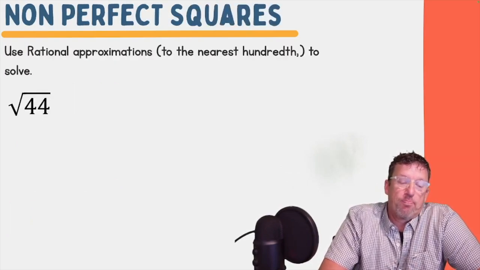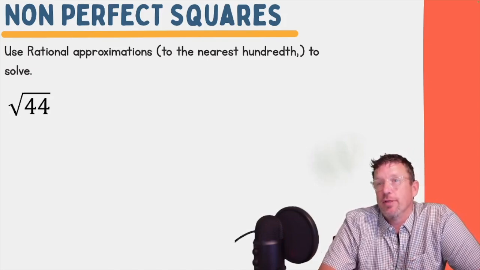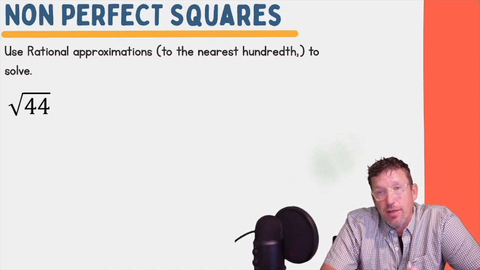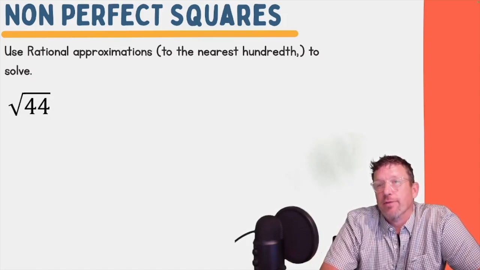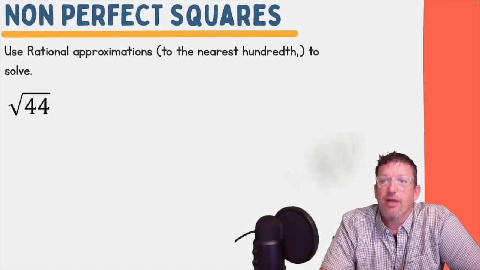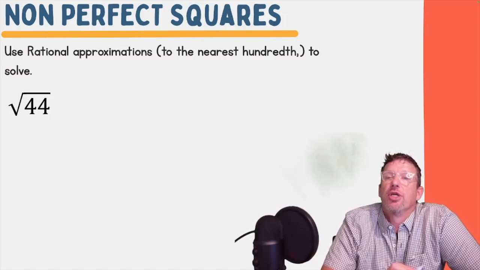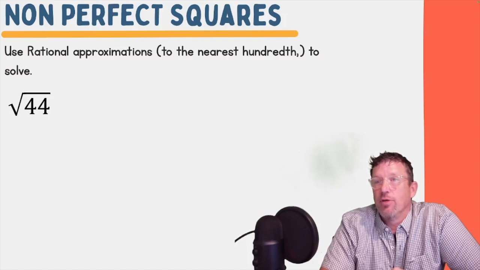All right. So let's use rational approximation to the nearest hundredth to solve this one. Okay, so now this is not a perfect square. There's nothing you can multiply together that is an integer that will get you 44. But we can get pretty close by figuring out which square roots are on both sides of this. Then we can start narrowing it down on how to get closer to this.